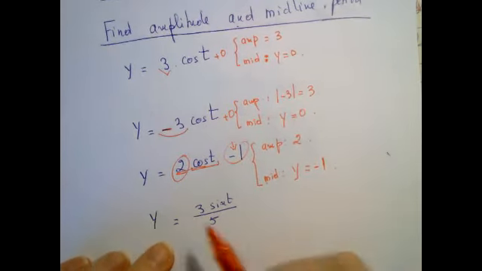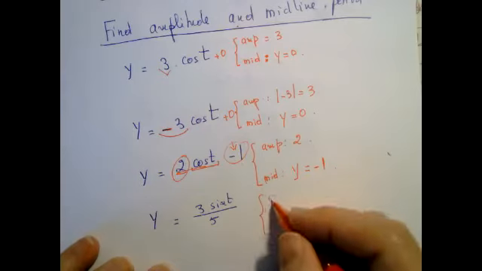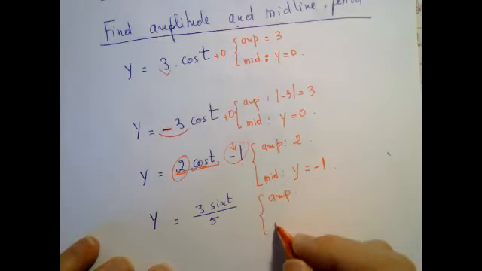Okay. Now, y equals 3 sine t over 5. I give you 30 seconds to give me everything. I want the amplitude and I want the midline.